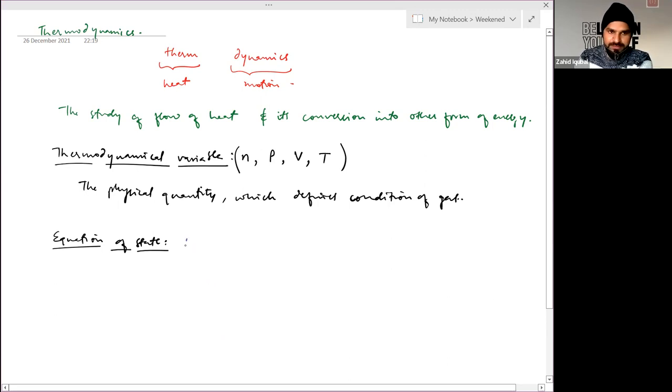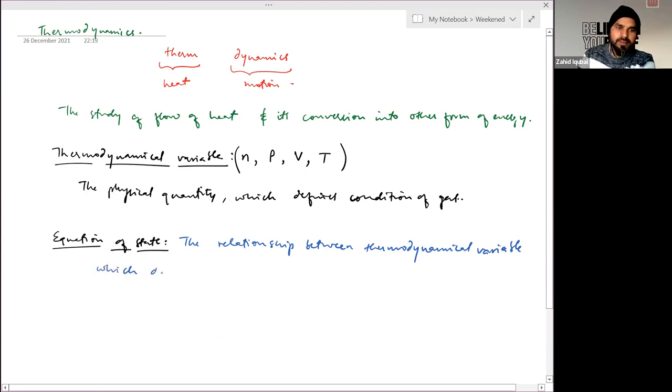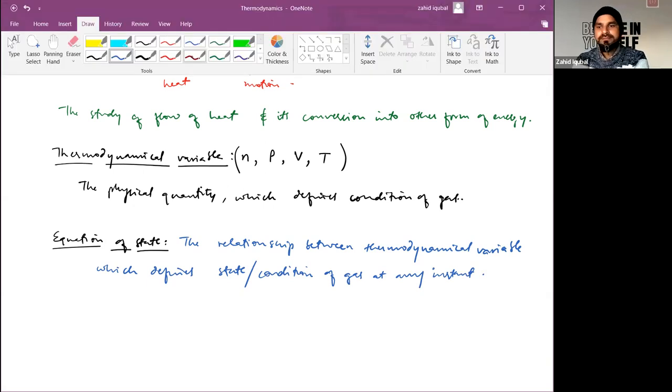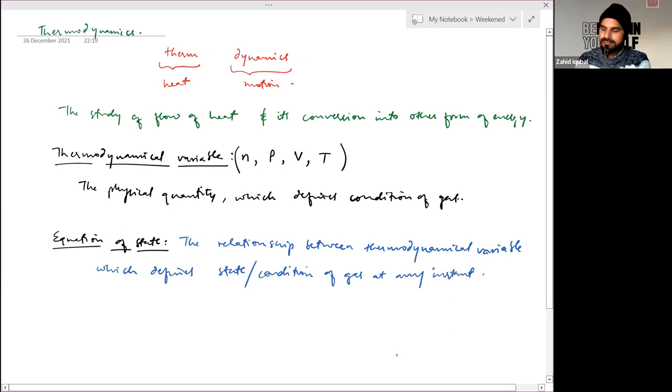So equation of state is the relationship between thermodynamical variables which defines the state or condition of gas at any instant. Saifullah, any doubt? Aisha?